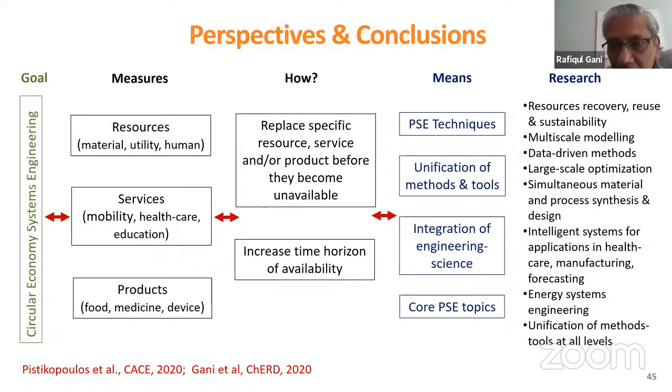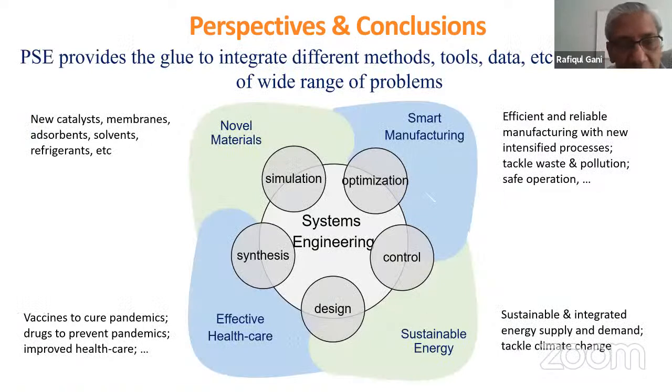So I'm going a little bit fast in here. Then we can say that, as you have seen, we need a number of methods and tools and ideas. All of these need to be integrated together to solve the problem. And four examples are here: we want to find novel materials that can be catalysts, membranes, adsorbents. And then we need to combine with the fundamental simulation, optimization, control, design, synthesis. If it is effective healthcare, it's the same with respect to vaccines and pandemics. If it is smart manufacturing, it is the same. So in every case, PSE provides the glue to integrate the different methods and tools and data for solution of a wide range of problems.